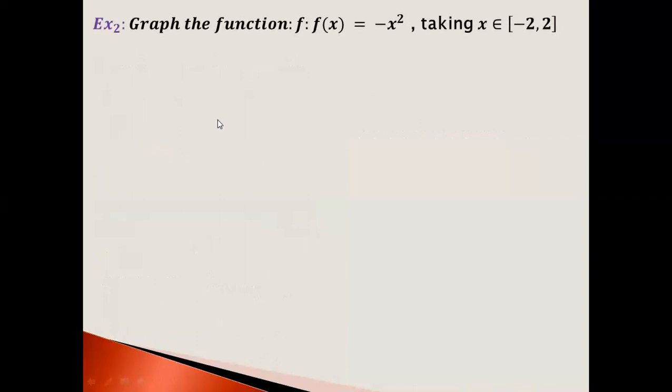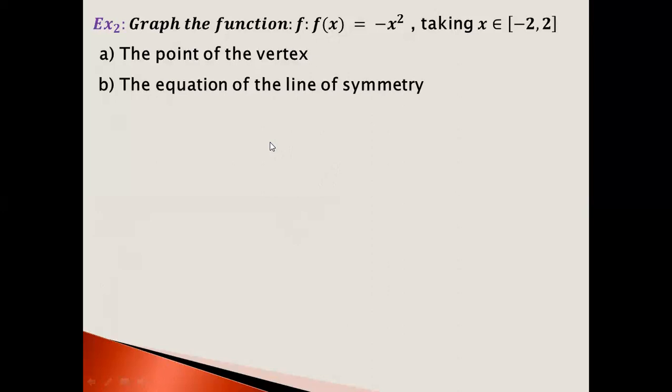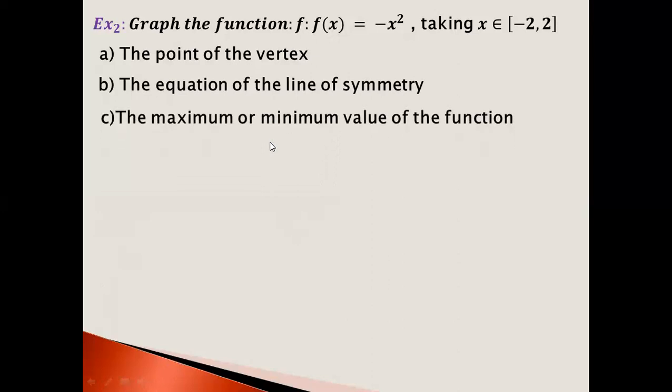Another example. Graph the function f of x equals negative x power 2, taking x belongs to the closed interval negative 2 and 2. And then we need to find the point of the vertex, the equation of the line of symmetry, and then the maximum or minimum value of the function.